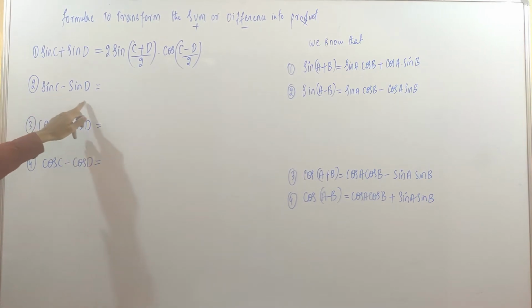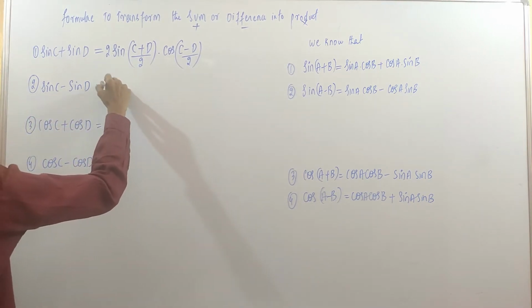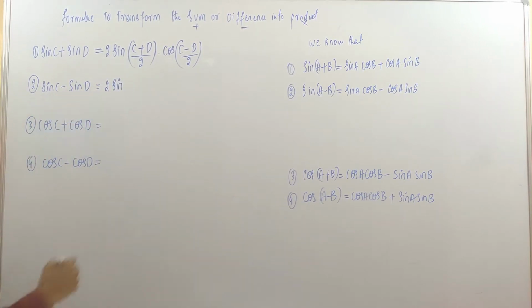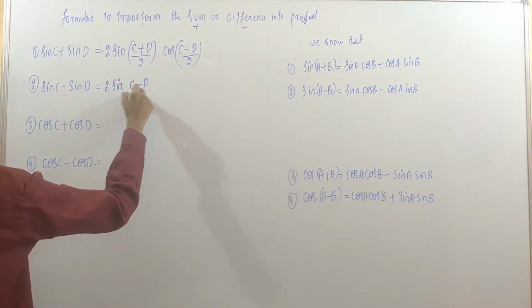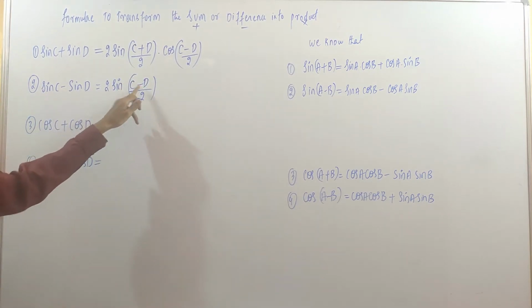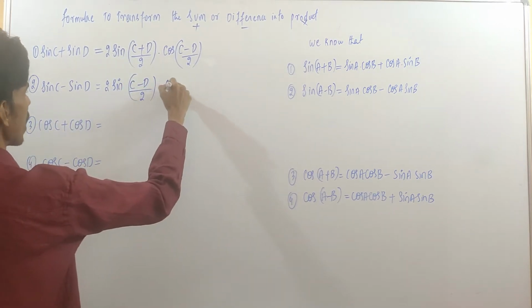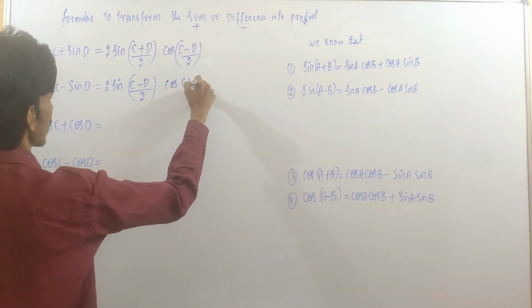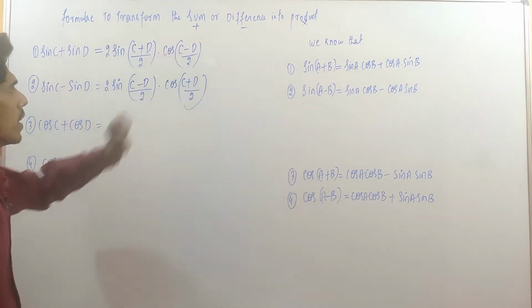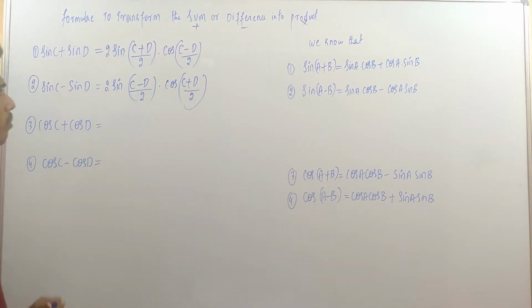Similarly for sin C minus sin D, we have 2 sin, here C minus is there, so write down C minus D by 2. Since minus is there, that's why we have minus here. Now here we have cos C plus D by 2. Sum, difference, here difference and sum, sin cos. We have sin cos combination for both sin.